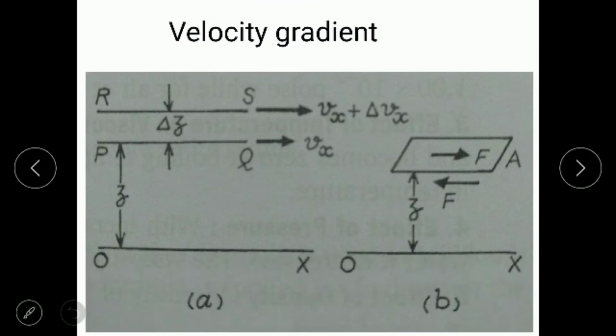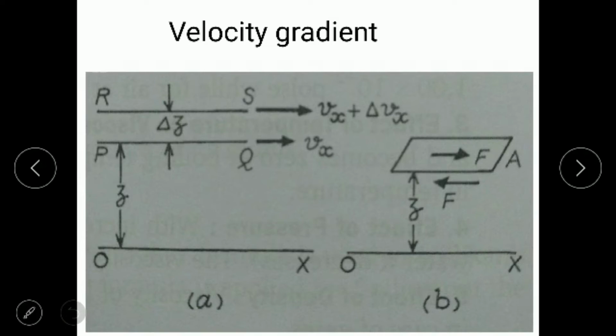Now when the liquid is flowing over here in a streamlined flow, the liquid layer in contact with the surface is at rest, while the velocity of the other layers increases with increasing distance from the surface OX. So the surface OX is at rest. As I've told you, the velocity at the surface OX will be 0. As we move on to PQ, the velocity is different, and as we move on to RS, the velocity increases further. The highest layer flows with maximum velocity. That means layer RS has maximum velocity.